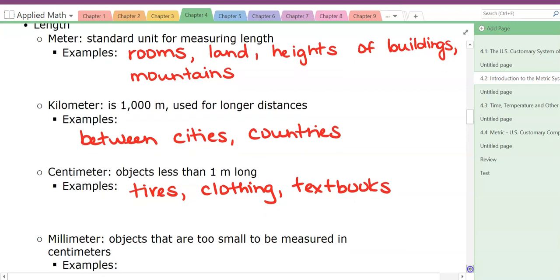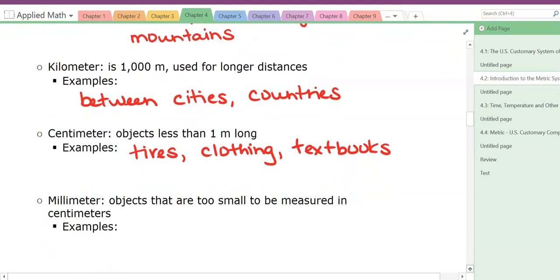And then last is millimeter. And those are really small items. So these are things that would be too small to be measured in centimeters because it wouldn't even make up a full centimeter possibly. So for example, that might be the size of a bolt or even nails. Or it could be something like measuring the length of an insect.